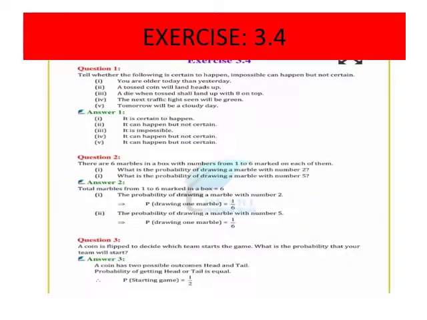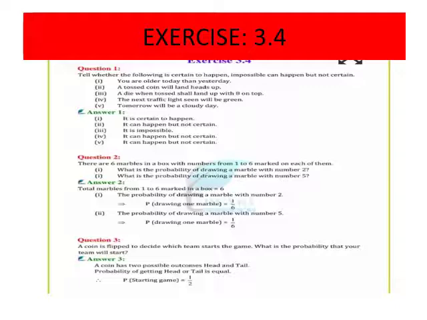Now let me explain exercise 3.4, question number 1, 2 and 3. Question number 1 is, tell whether the following is certain to happen, impossible, or can happen but not certain. You are older today than yesterday. So it is certain. I have already told you that everyone is older today than yesterday.